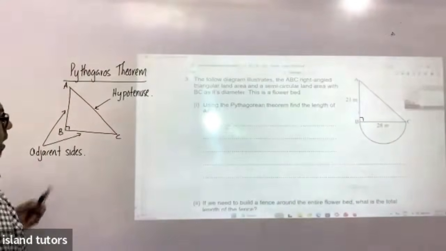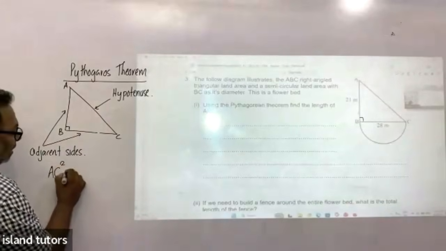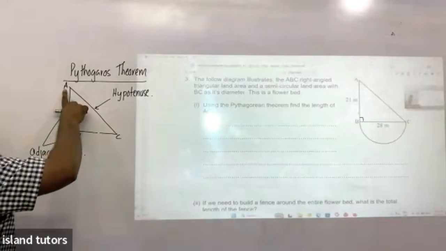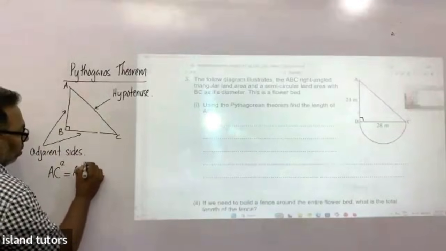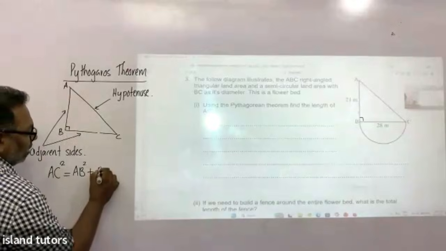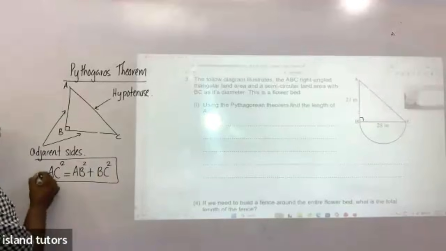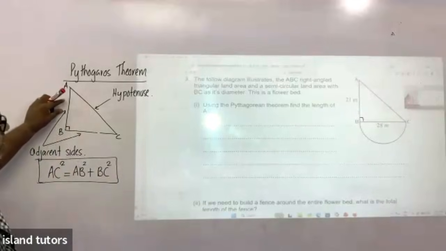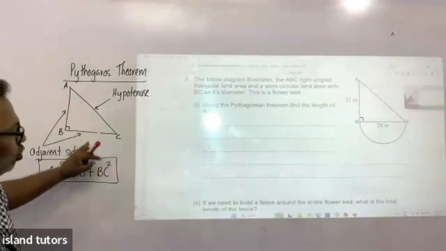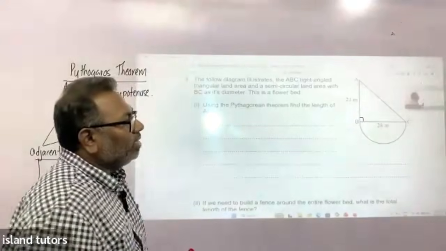So the Pythagoras theorem, what does it say? The longest side squared, that is AC squared, is equal to the sum of the two adjacent sides squared. So AB squared plus BC squared. Right? This is your Pythagoras theorem. The longest side squared is equal to the sum of the two adjacent sides squared. You get your longest side, which is your hypotenuse.